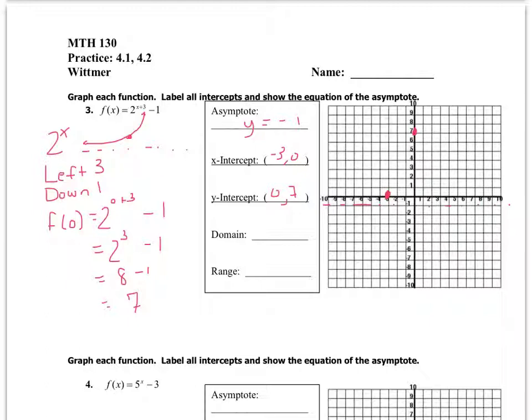Next I'm going to graph the function. I'm just going to connect those two intercept points that I found. And then the domain of the graph, there aren't any restrictions going left and right, so the domain is all real numbers or negative infinity to infinity. The range starts at the asymptote and then the graph increases up forever. So this is from -1 to infinity.